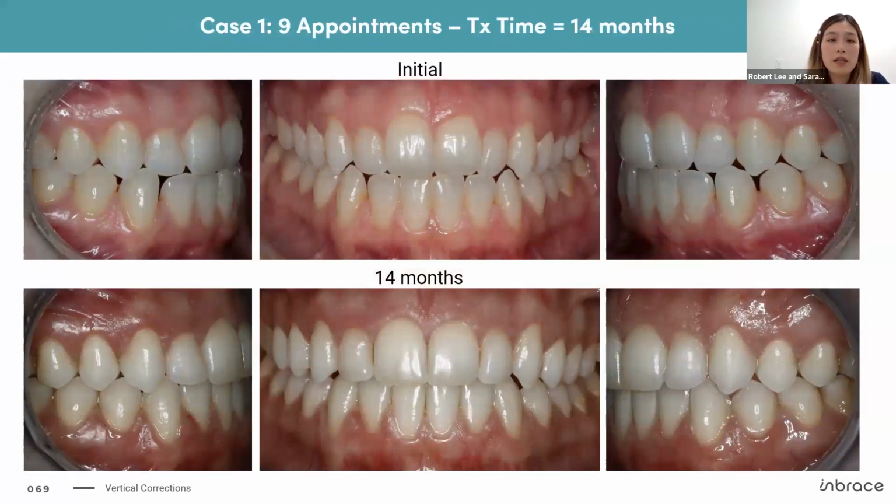So total treatment time for this case, 9 appointments, 14 months, and that's initial to final.